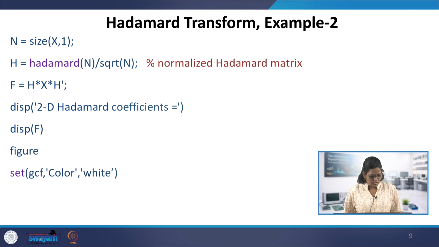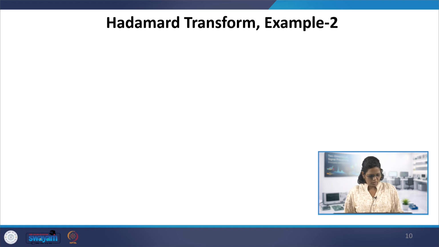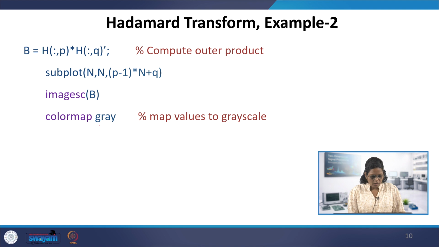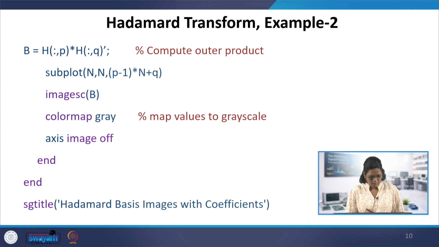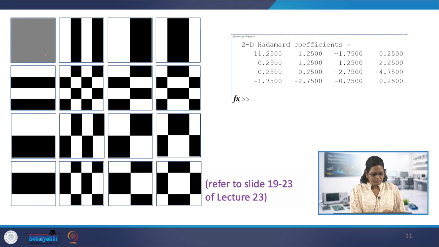So f is plotted as an image here. That's how it is. P and Q are again the rows and columns. To obtain the basis images, H and P and Q are used. Take the image section. The color map used is gray, and you can note that in all the cases. And we have the coefficients, which are plotted. It depends on the 2D Hadamard coefficient.